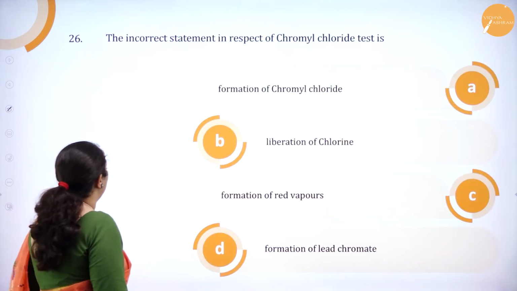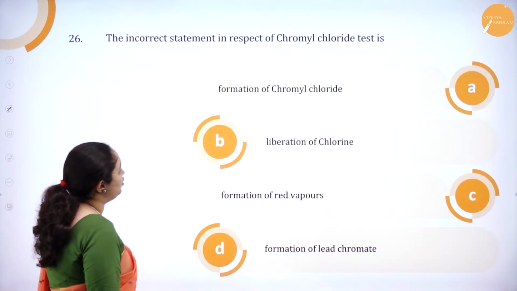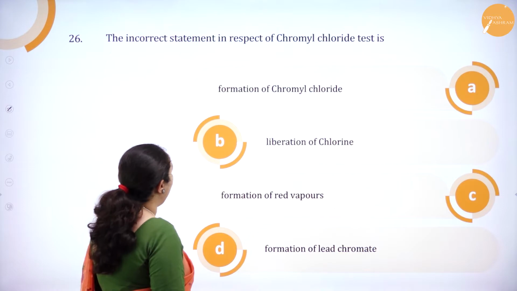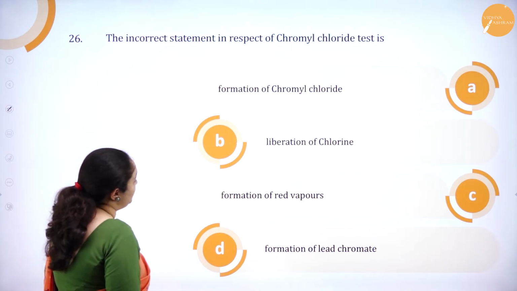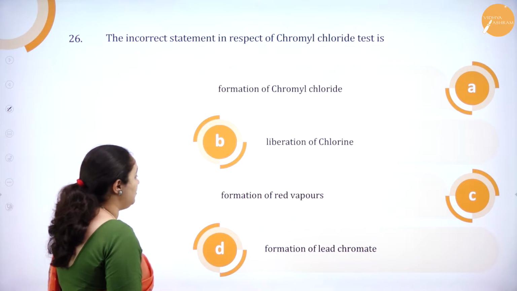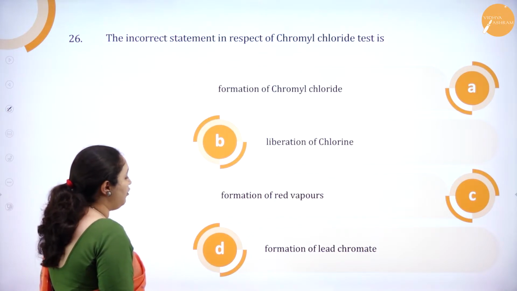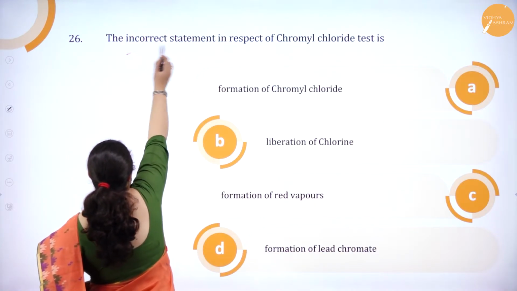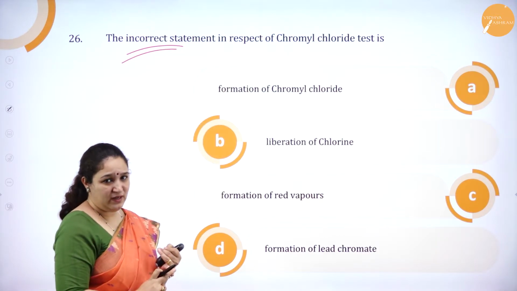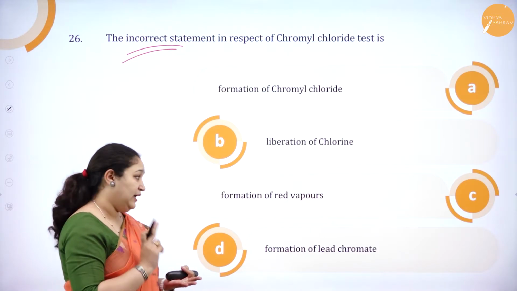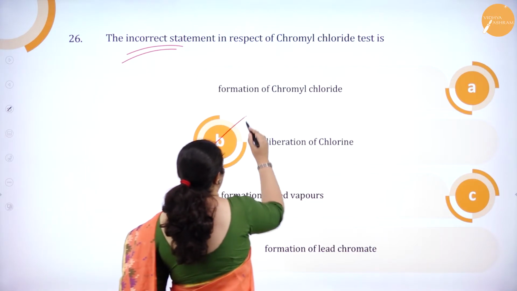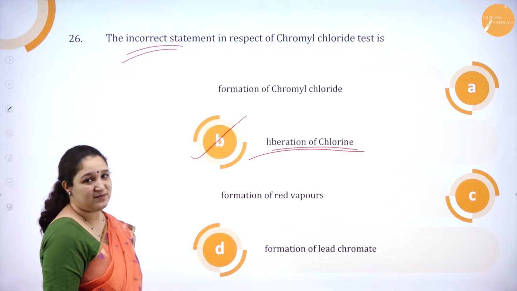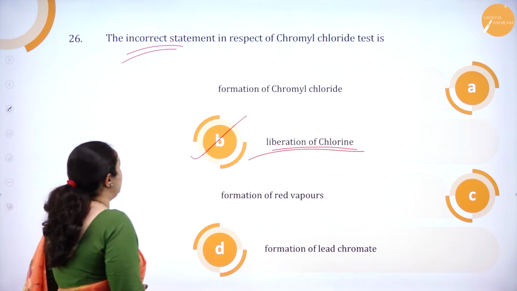Next question. The incorrect statement with respect to the chromyl chloride test. So you have to just recall the chromyl chloride test. Option A, formation of chromyl chloride. Option B, liberation of chlorine. Option C, formation of red vapors. Option D, formation of lead chromate. See, you can see the incorrect statement. In the chromyl chloride test, chromyl chloride is obtained. Red vapors you get, and it forms lead chromate. Liberation of chlorine is not there. So this is the incorrect statement about the chromyl chloride test. Okay. We'll go to the next question.